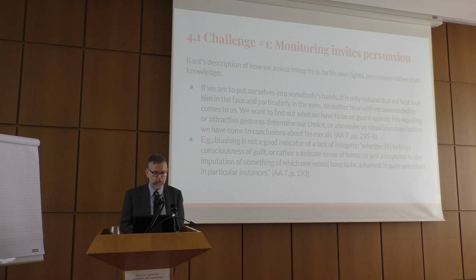And he says, and this is a quote from him, "whether it betrays consciousness of guilt, or rather a delicate sense of honor, or just a response to the imputation of something of which one would have to be ashamed, is quite uncertain in particular instances," right? And this goes back to the opacity of others. We're not very good at seeing through them to see their motives, right? And what should we conclude from this if we're not good at seeing through them to see their motives?